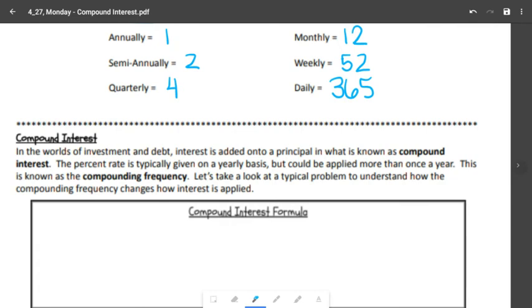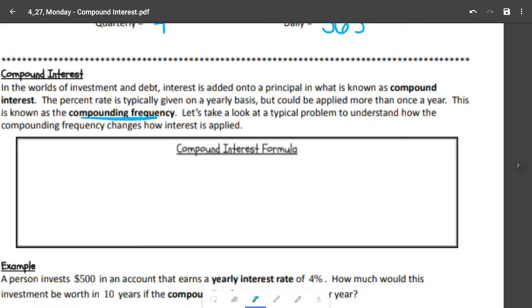So compound interest, in the world of investment and debt, interest is added onto a principal in what is known as compound interest. The percent rate is typically given on a yearly basis, but could be applied more than once a year. This is known as the compounding frequency. So we are going to take a look at a problem to understand how this compounding frequency changes how interest is applied. So first we need to know the formula.